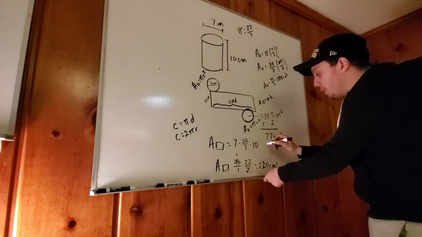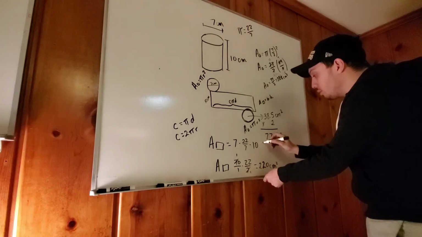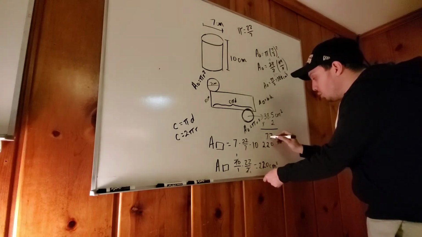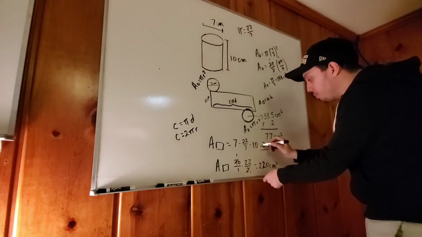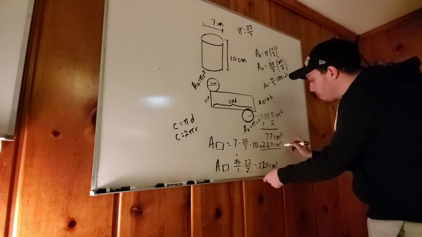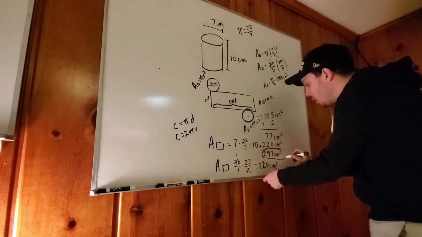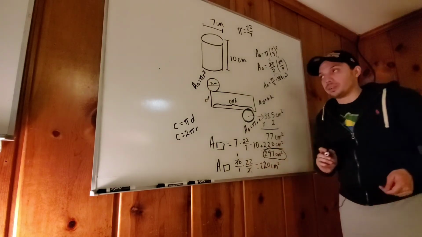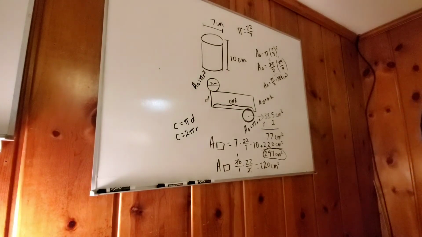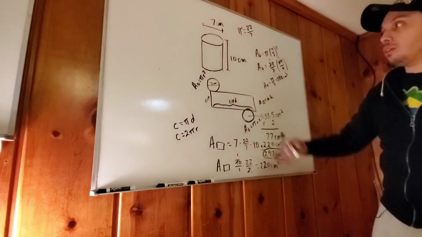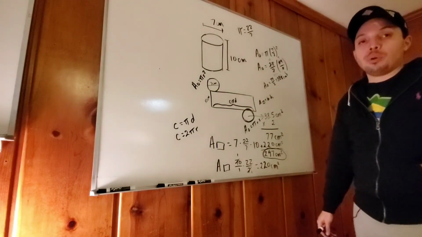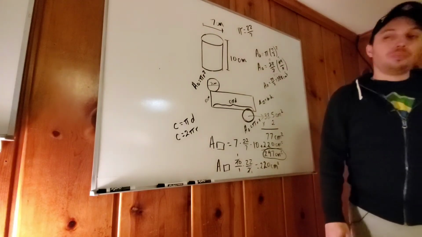Then I'm going to add that to 77 centimeters squared, and I'm going to get 297 centimeters squared. That is what I got for the surface area of this cylinder. And that would be what the book also got. So right there, this is how you do example number 2.